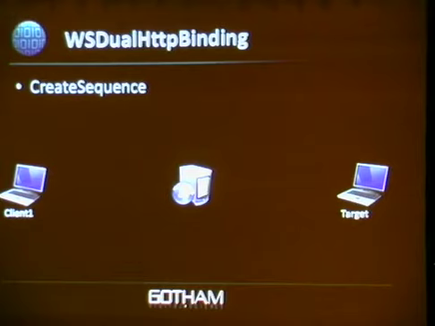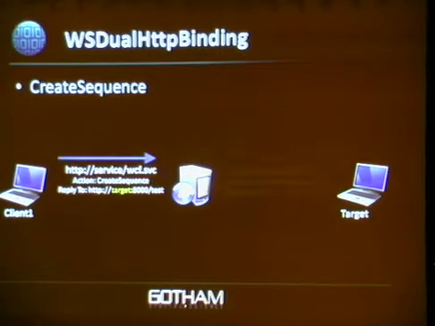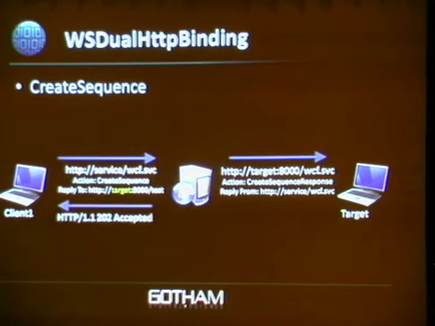You can sort of look at a scenario now where we've got two machines. We've got a client, and then we've also got a target. In this scenario, let's say I send a message to the web service. I'm client 1, and I say, let's do a create sequence, but reply to target on port 8000. What's going to happen is the web service is going to then initiate a response to whatever machine I tell it, specifically in this case, the target machine on that port, and then it's going to send me back an accepted response to my request.